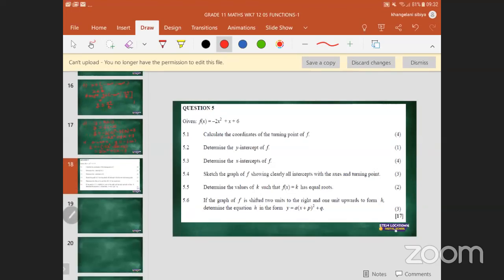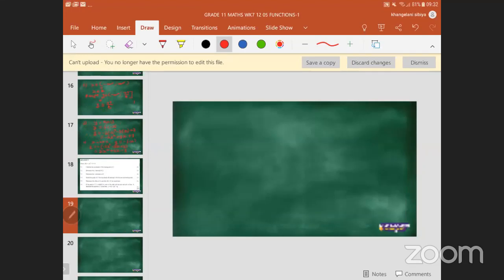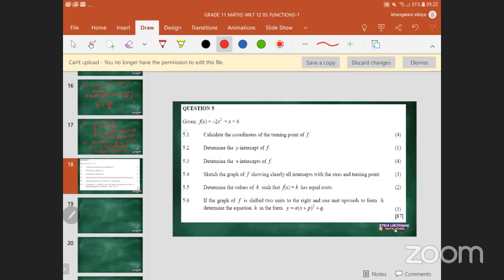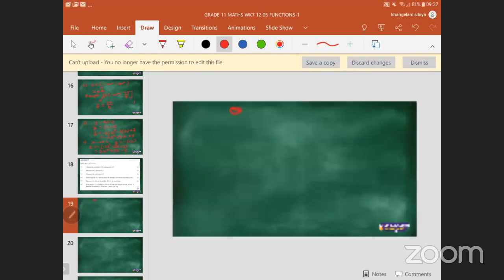Let's push. Okay, let's look at this question, which is 4 marks. This is question 5. Let's look at this one. Question 5. Now 5.1, they're looking for the turning point. We said our formula is given by x equal to minus b over 2a. Minus, what is our b there? Our b is 1.